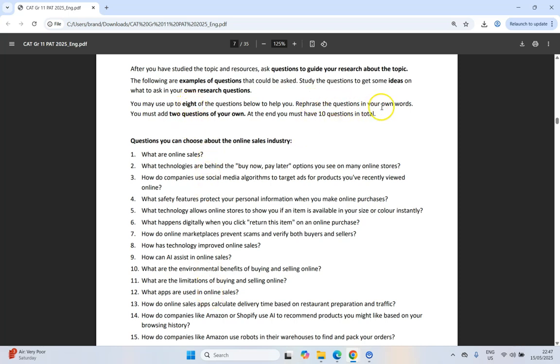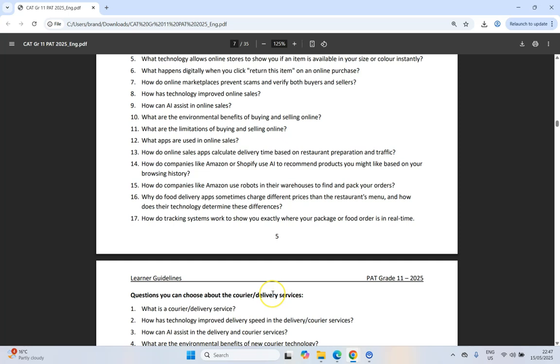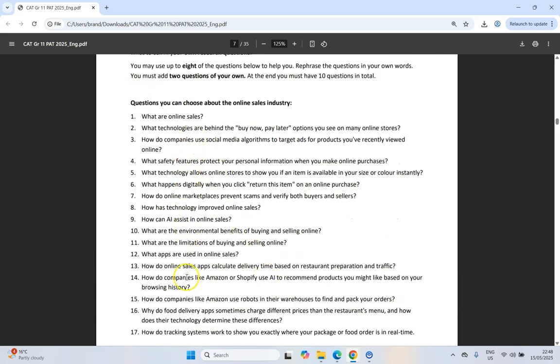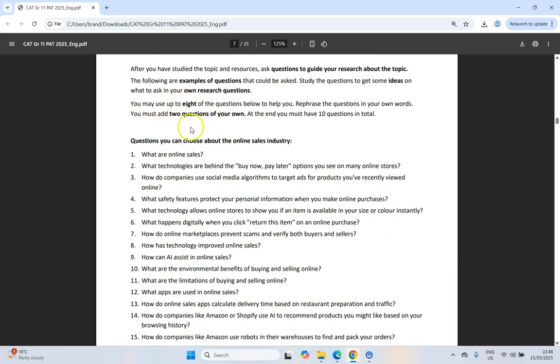You can rephrase them in your own words, but these can guide you on the questions that you are going to ask yourself and research the answers to help better understand either the online sales industry or the courier delivery services. So you can pick up to 8 of them. You are still going to have to create 2 of your own. And so we are going to use this to guide our information about what we think about the topic, what is the research that's out there. So you need 10 questions in total.